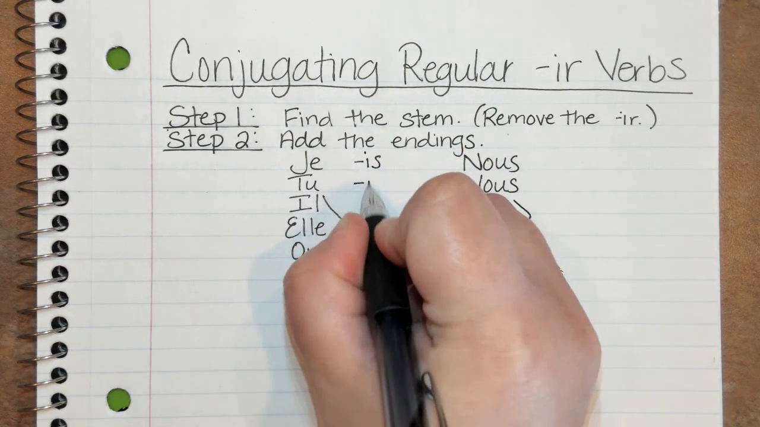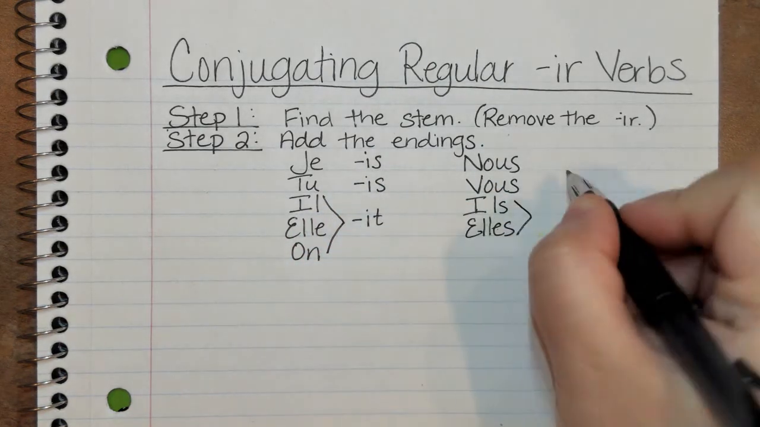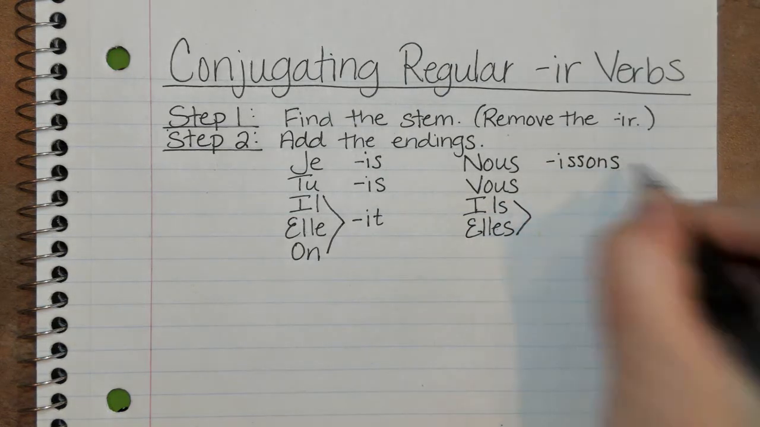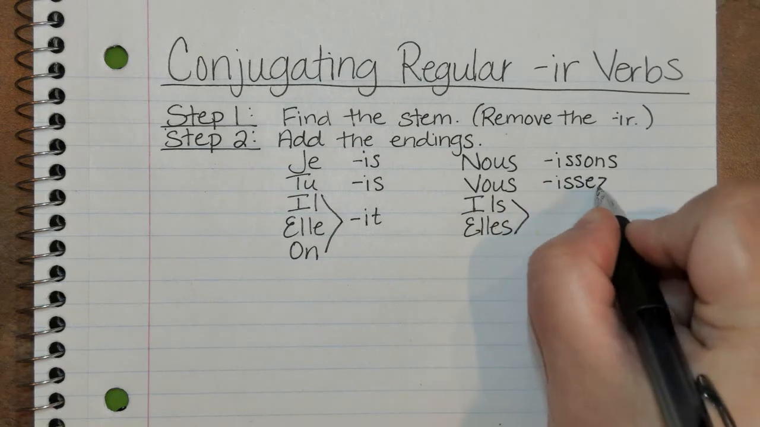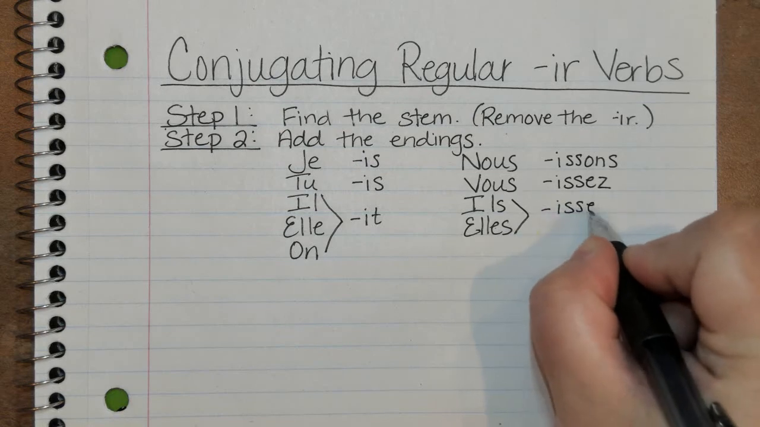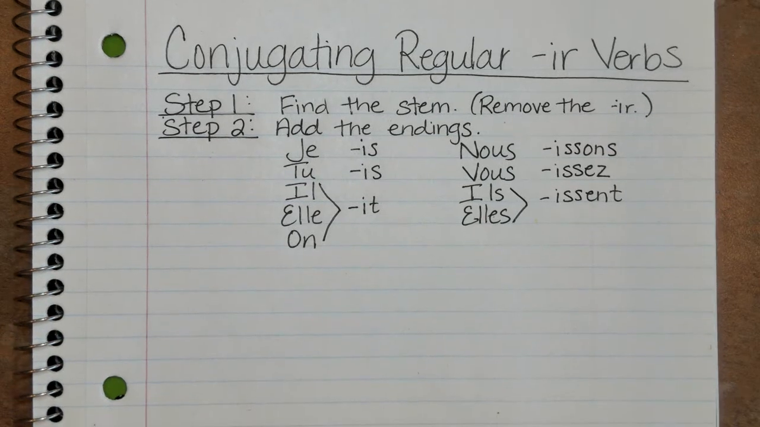So your endings for IR verbs are IS, IS, IT, ISSONS, ISSEZ, and ISSENT. And that's it. Those are the only two steps. So let's look at an example.